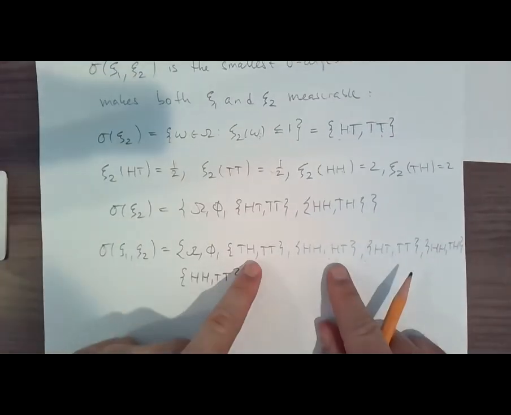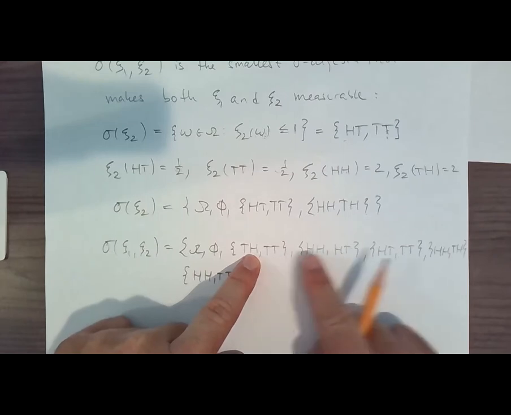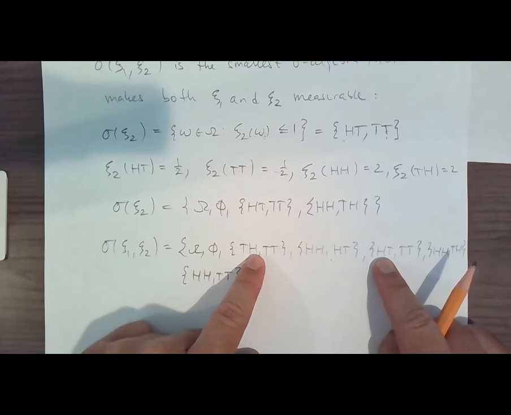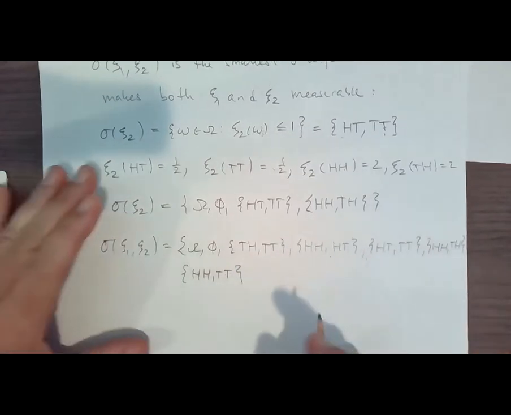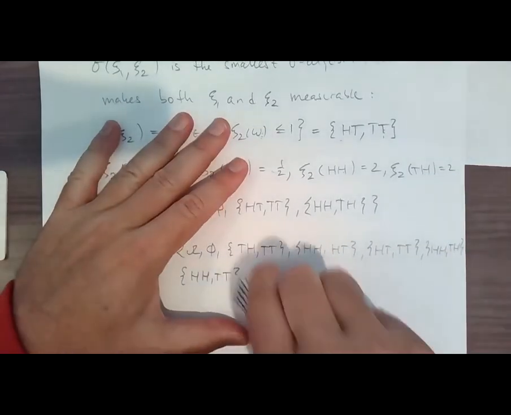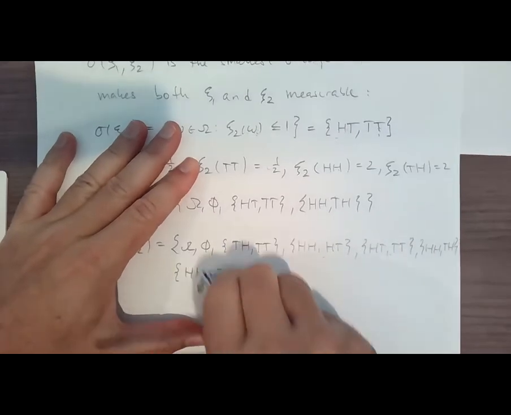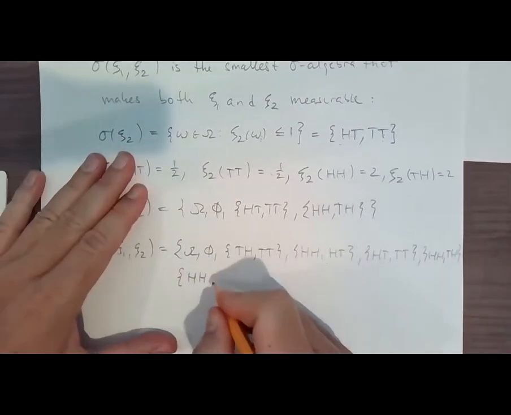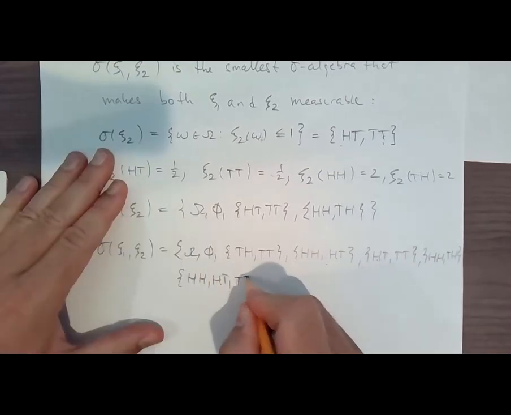What else could we put in there? We will have to add, this one is good. We have to add the union of these two. Again, the TTs. So this is the point here. I take the union of these two, so I'm going to get HHHT, and then this one is already there, and then I'm going to get TT.